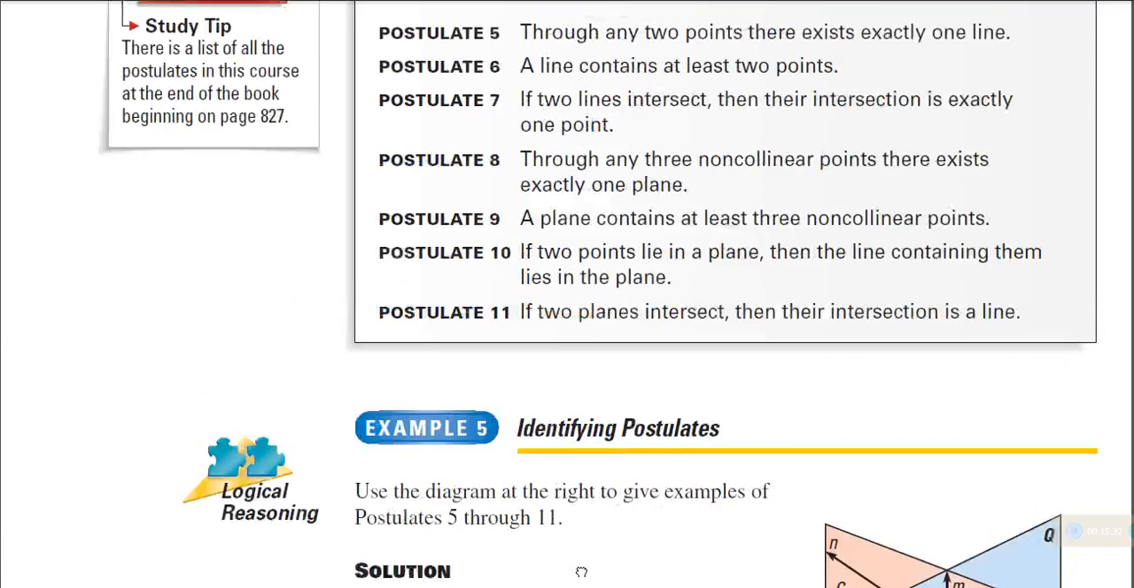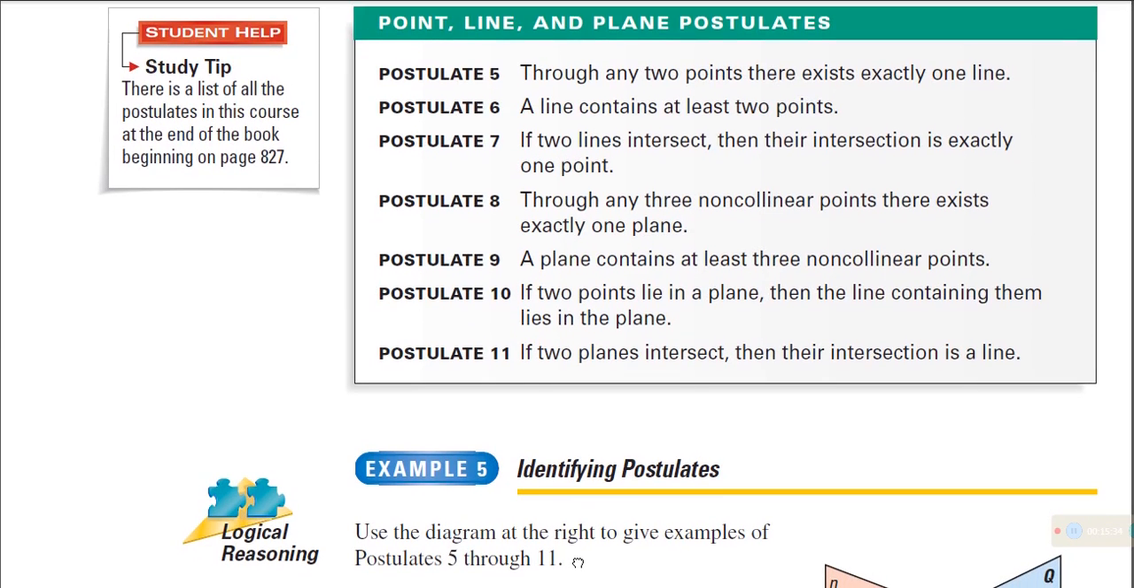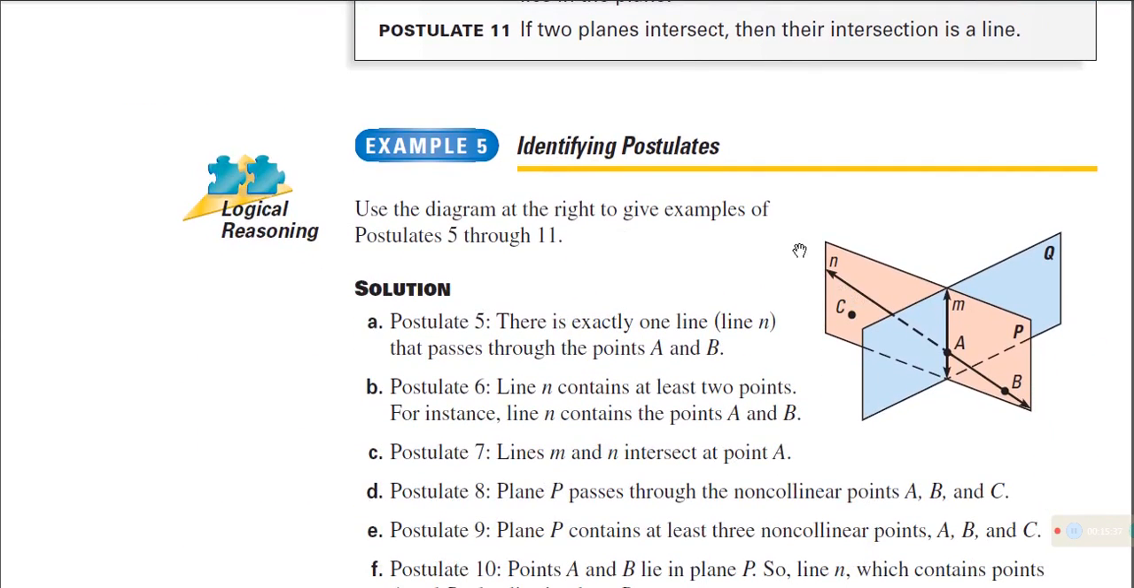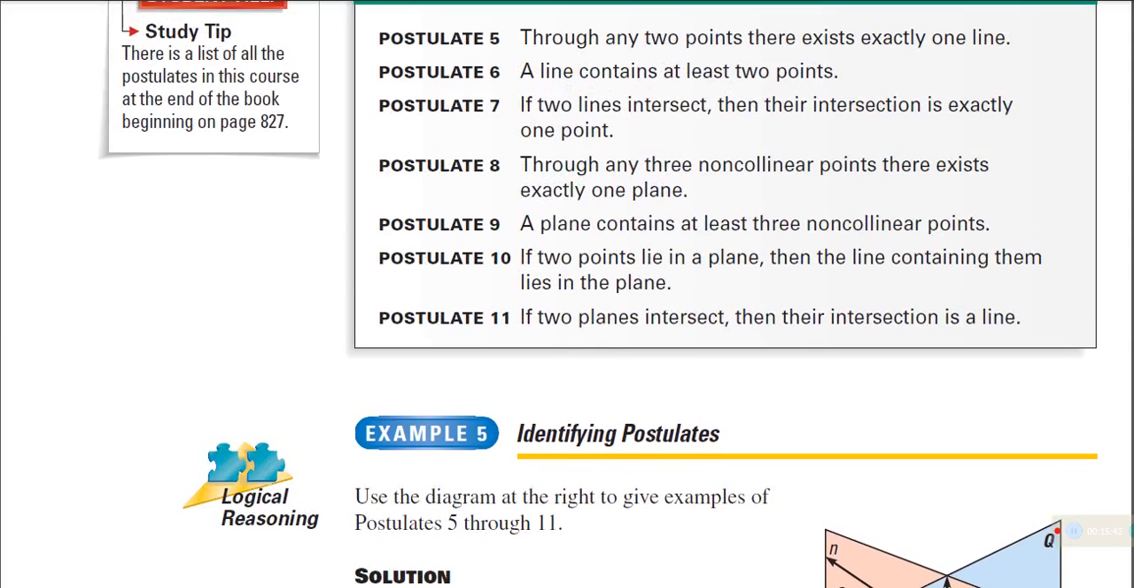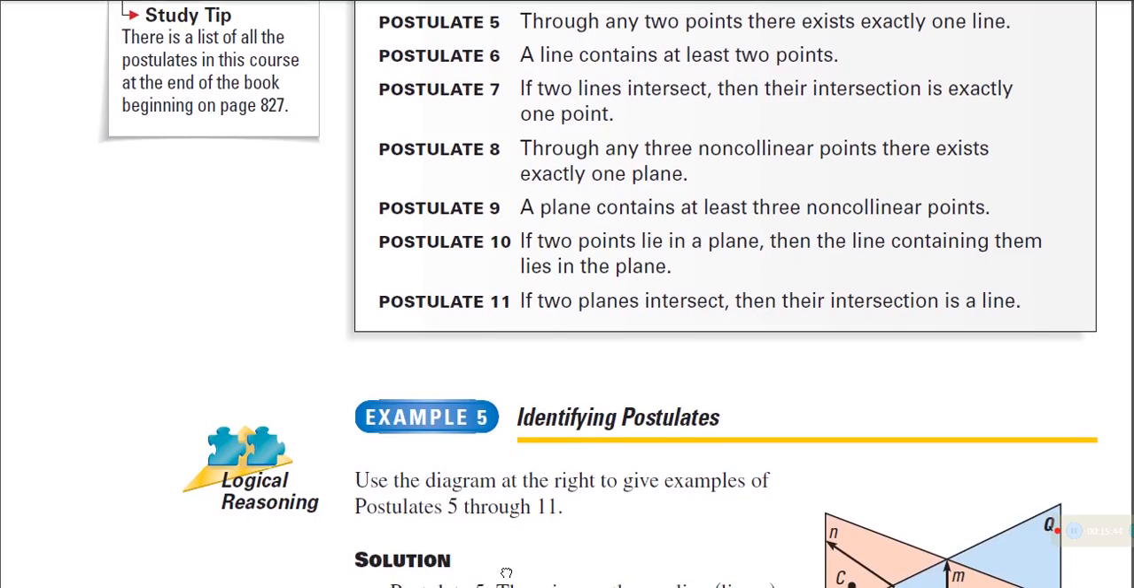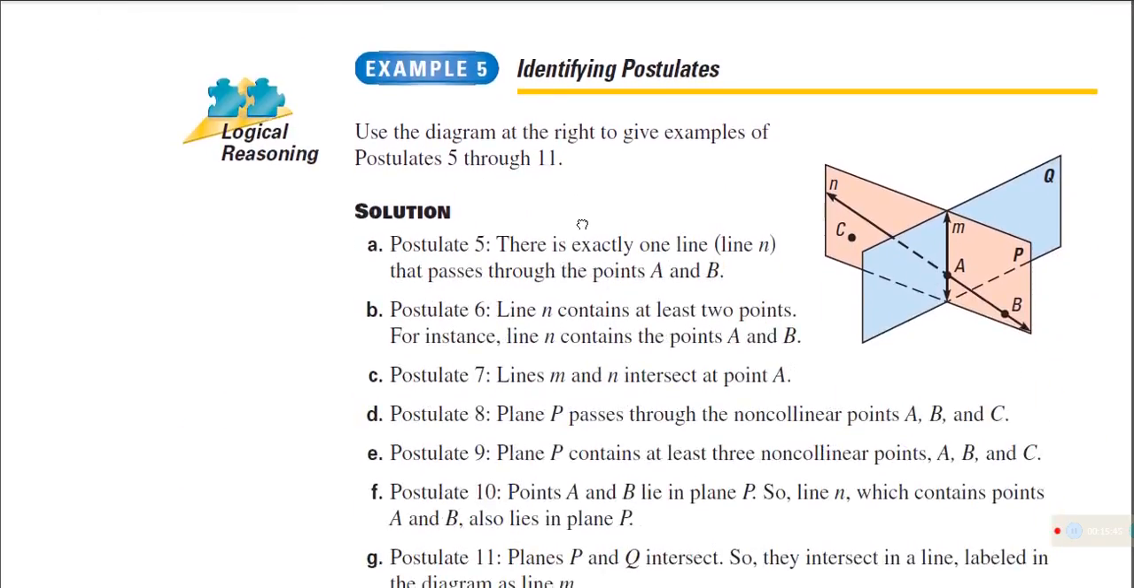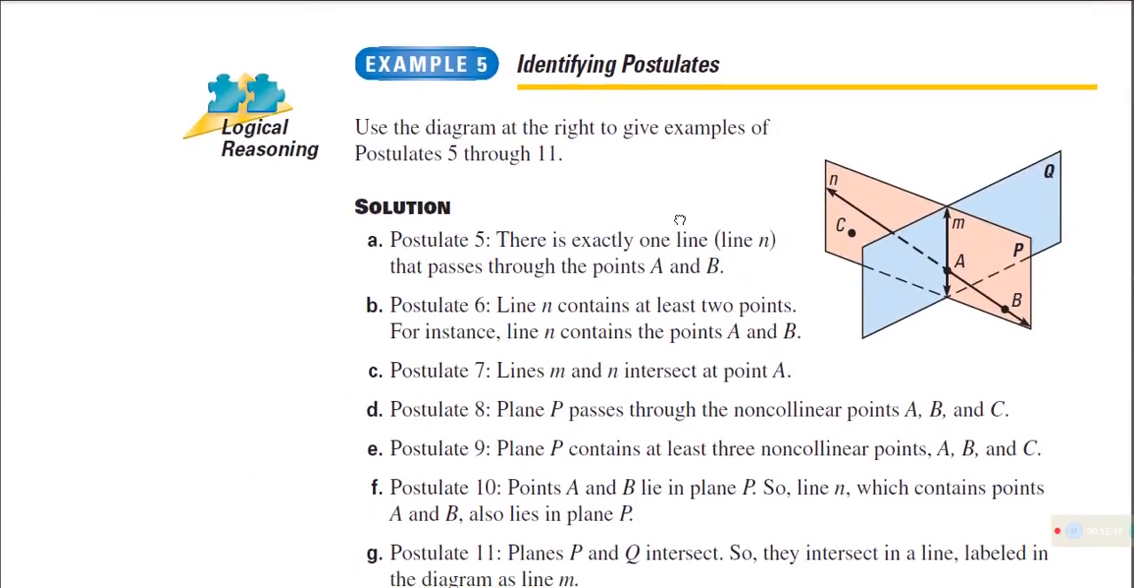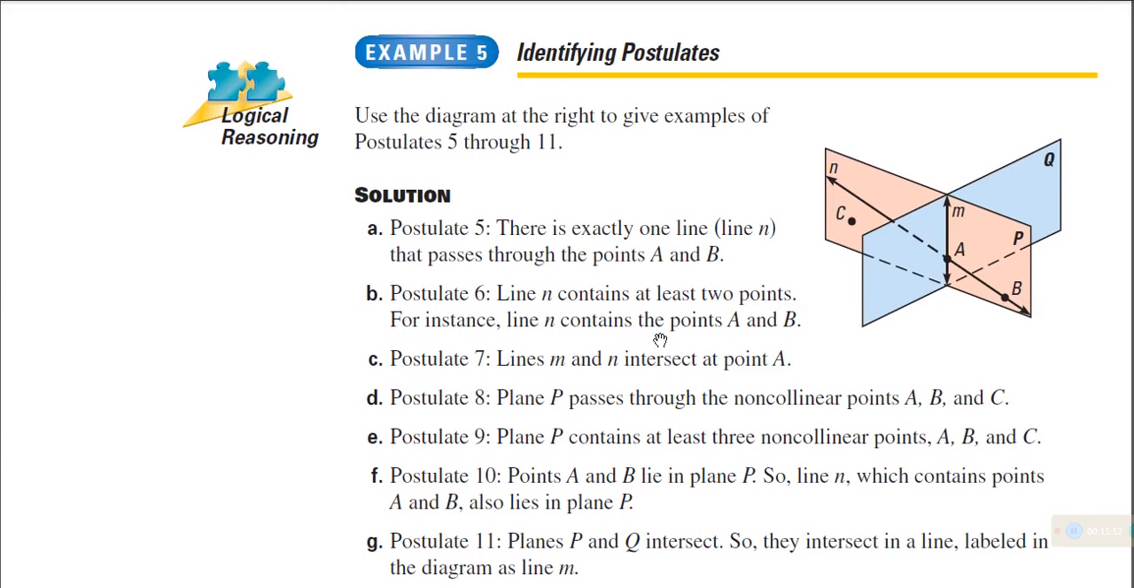Postulate 7, if two lines intersect, then their intersection is just 1 point. So we have line N and line M. They intersect at 1 point A. Postulate 8, through any three non-collinear points, there exists exactly one plane. So, non-collinear points natin dito, we have C, A, B. So, plane P passes through the non-collinear points A, B, and C. Itong pink na plane.